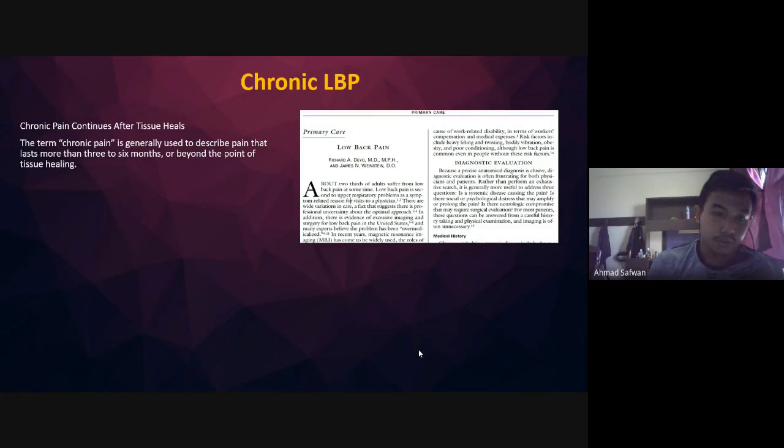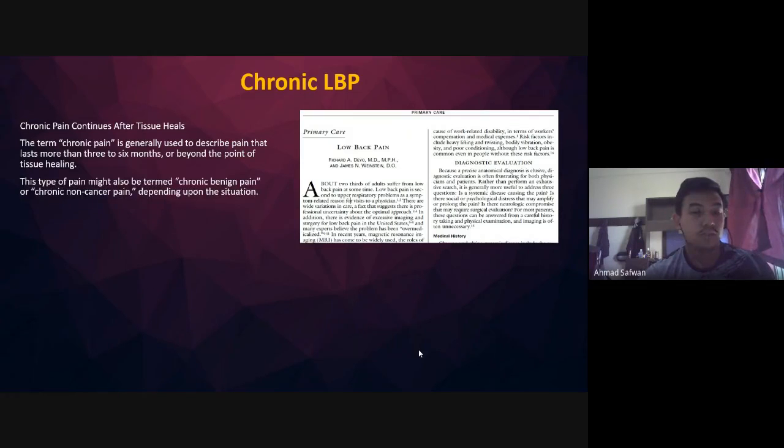Next is chronic low back pain. Chronic low back pain continues after tissue healing. The term chronic pain is generally used to describe pain that lasts more than 3 to 6 months or beyond the point of tissue healing. This type of pain is called benign pain or chronic non-cancer pain, depending upon the situation.